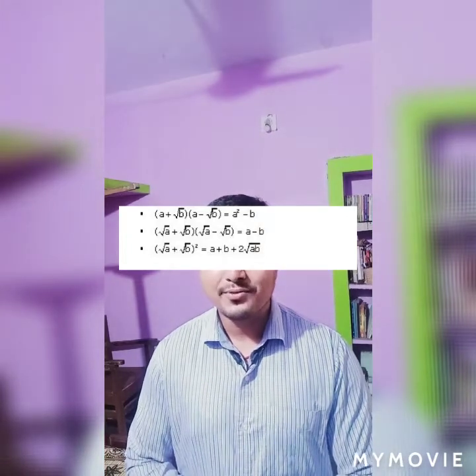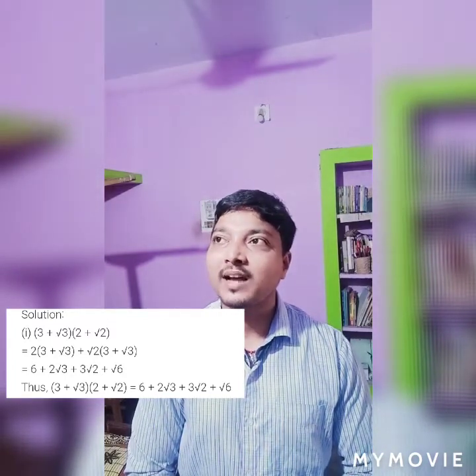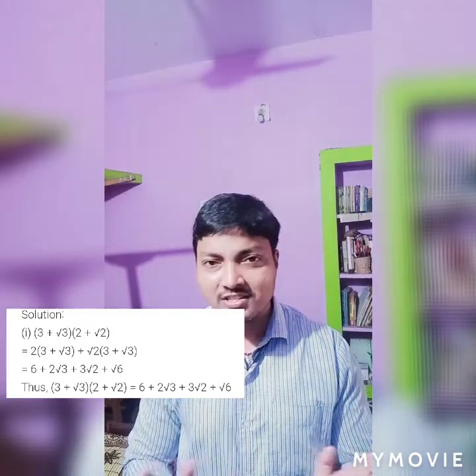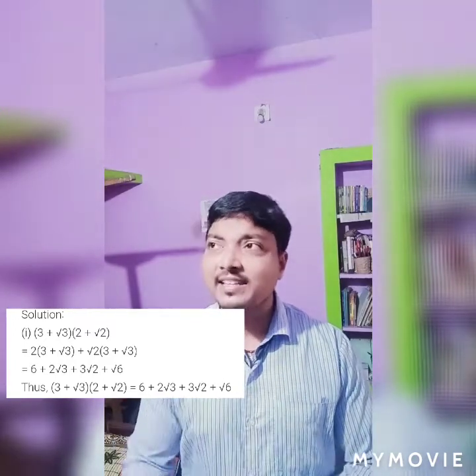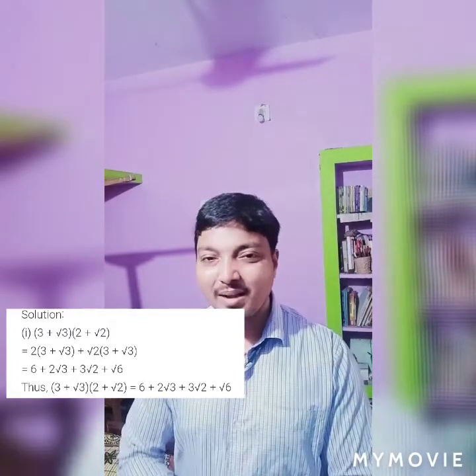Okay, so now we will do exercise 1.5 question number 2. In question number 2, it is first given 3 plus root 3 whole into 2 plus root 2. Here you can see that the first one is an irrational number formed by the combination of a rational number and an irrational number, and the second factor is also a combination of a rational number with an irrational number. Here the first term of the first factor and the first term of the second factor are not the same, and the second term of the first factor and the second term of the second factor are also not equal. So the direct formula for binomial and binomial multiplication is to be applied.